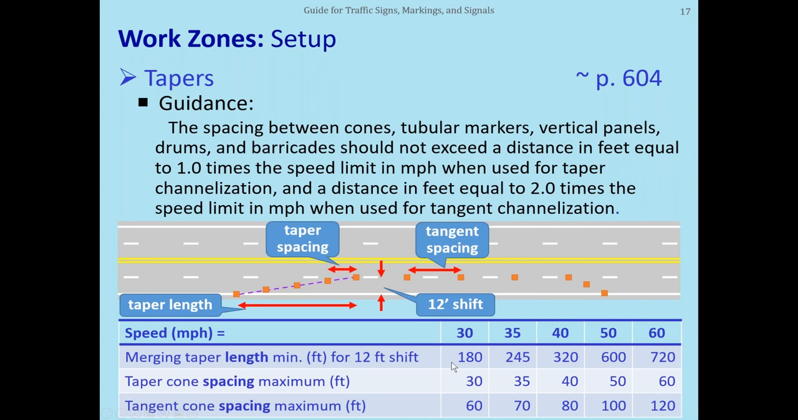I went through the equation and calculated the outcomes for a 12-foot wide lateral shift. If you're shifting laterally 12 feet wide in your taper to merge two lanes into one, then here are the values you get for L for various speeds. The spacing between the channelizing devices in the taper is the value in this row, and the spacing between the channelizing devices on the tangent is, notice, twice the value as you saw in the taper.